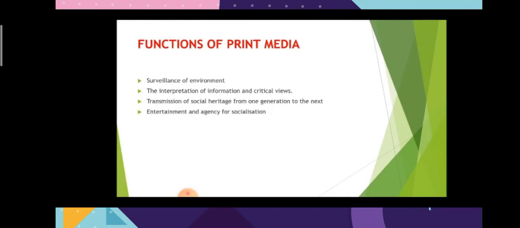Now, what are the functions of print media? Surveillance of environment, the interpretation of information and critical views, transmission of social heritage from one generation to the next, entertainment and agency for socialization.